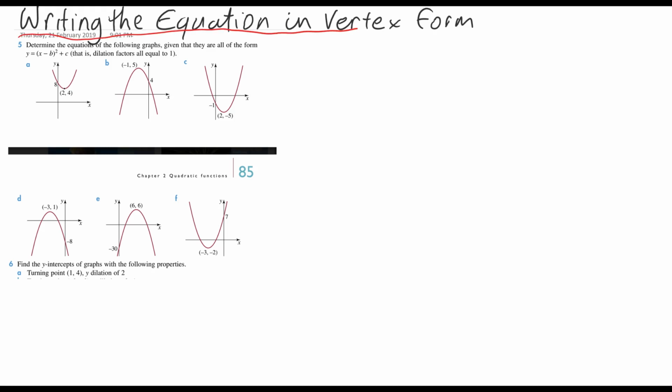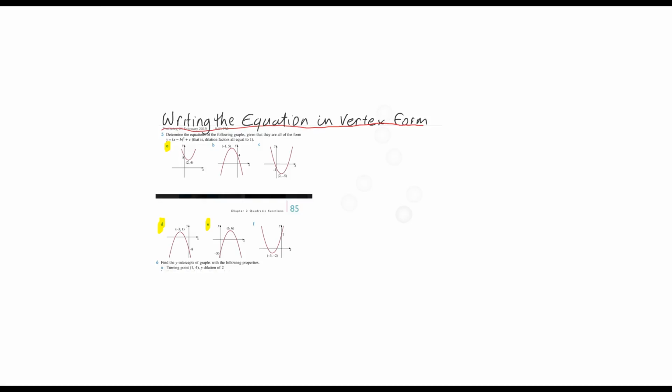So your job is to see the graph, like the ones below, and write their equation in vertex form. Okay, I'm going to do A, D, and E. If you'd like to have a go first, that's excellent. If not, then do it along with me. But once you get the hang of it, try having a go first to cement that knowledge. Okay, so here we go.